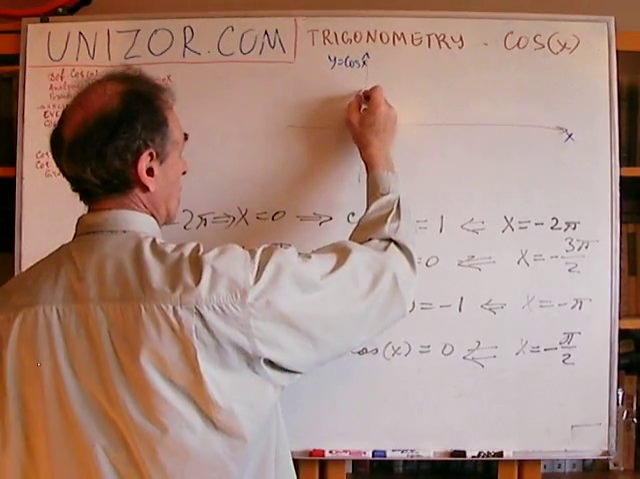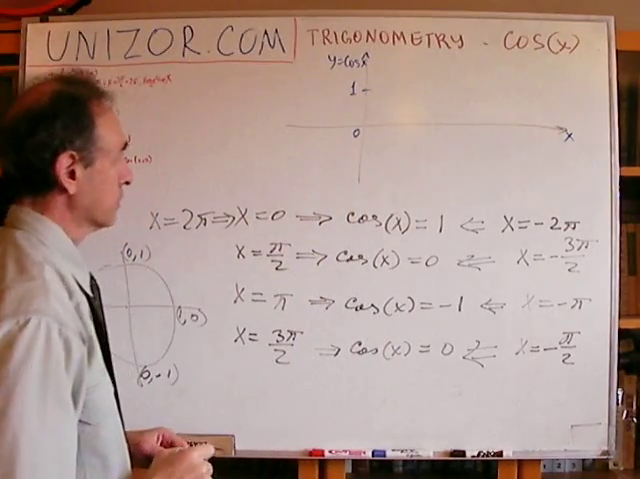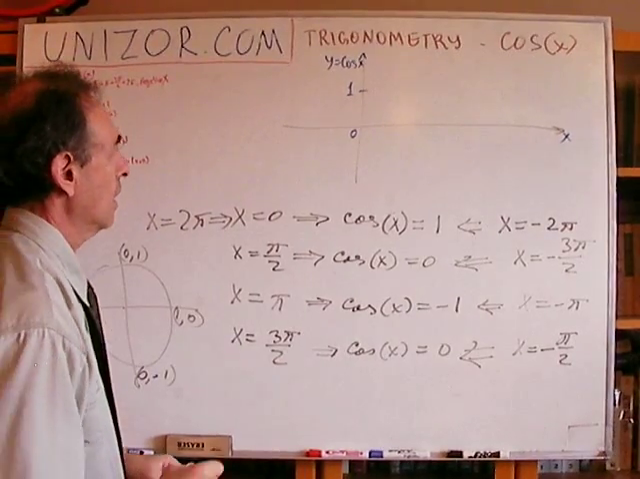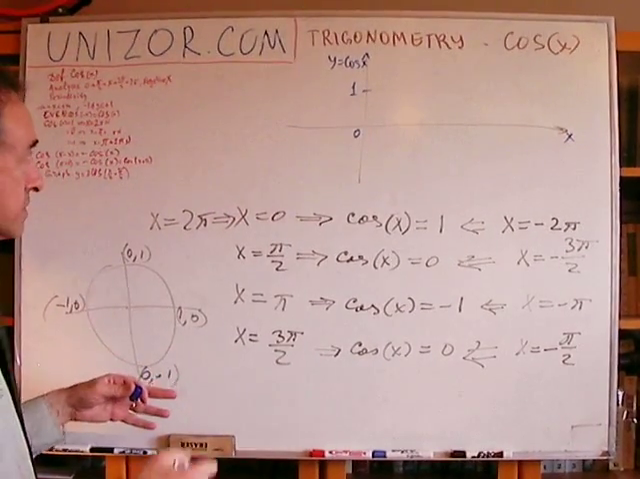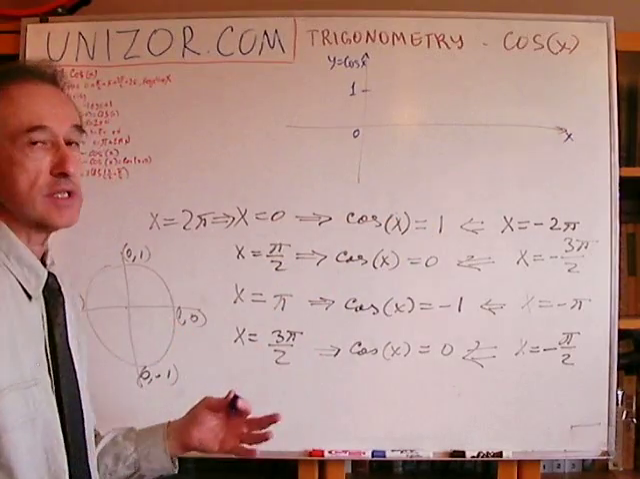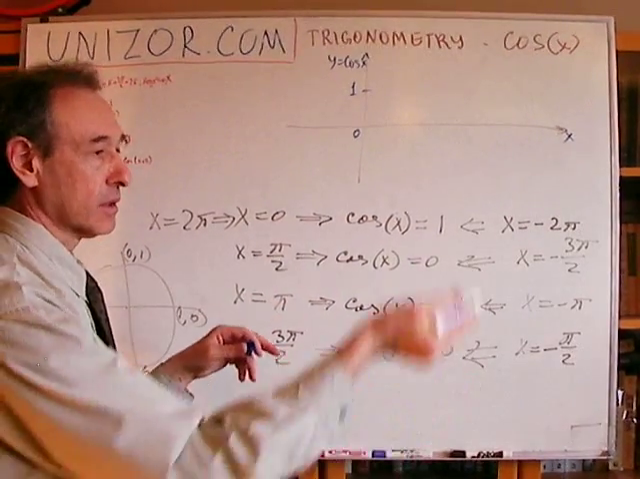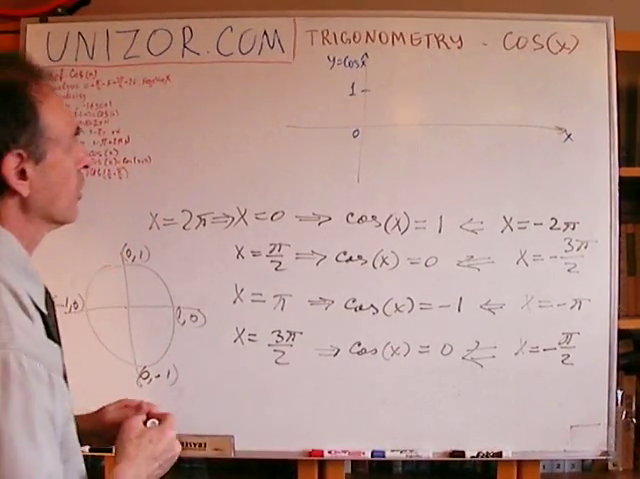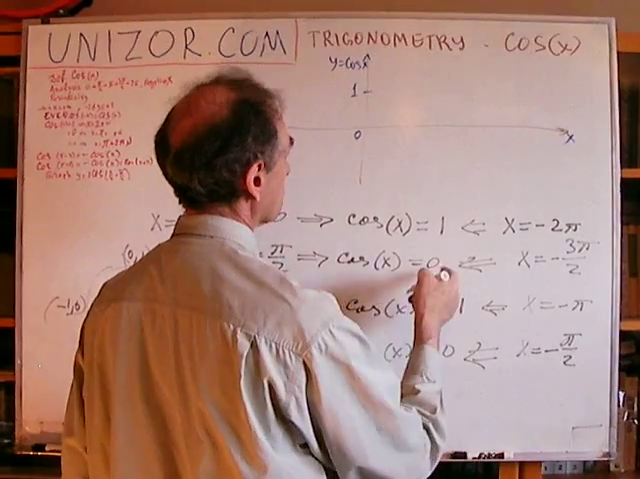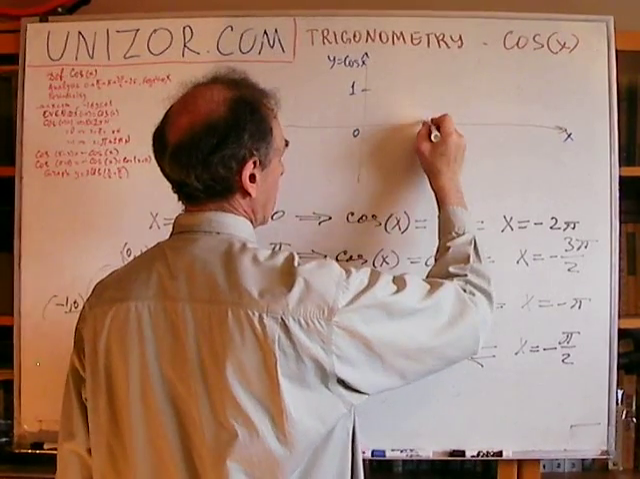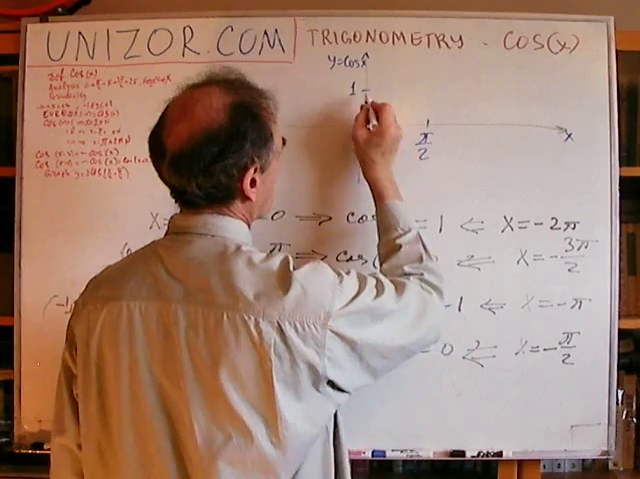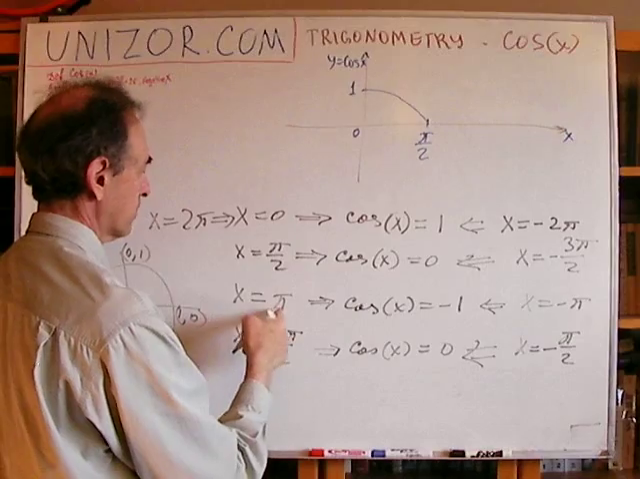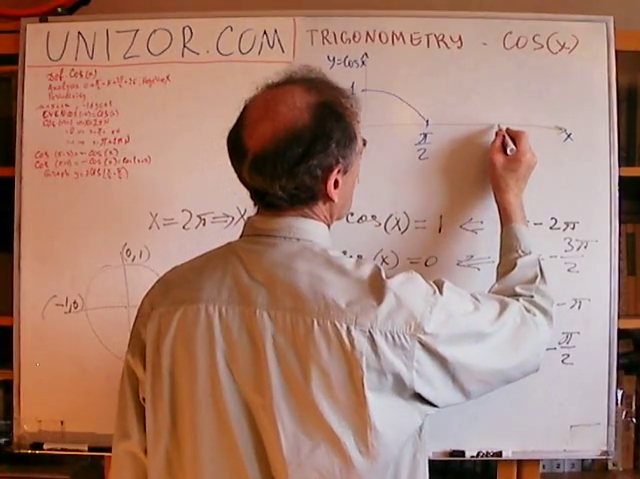Point 1. If x is equal to 0, cosine is equal to 1. Now, as x moves towards increasing the value, which means our angle is increasing counterclockwise, the next stop is pi over 2, where the function is equal to 0. So you will have something like pi over 2 when the function goes to 0. Then the next one, at pi, it's equal to minus 1.